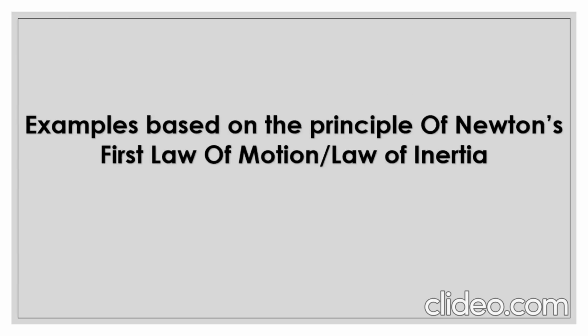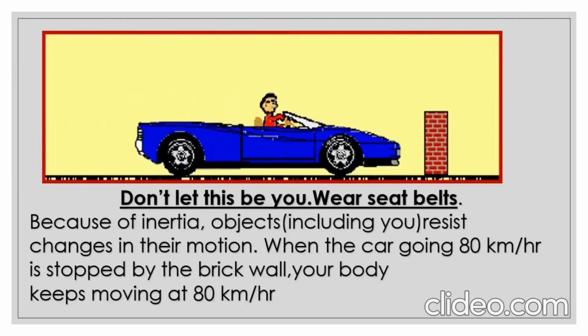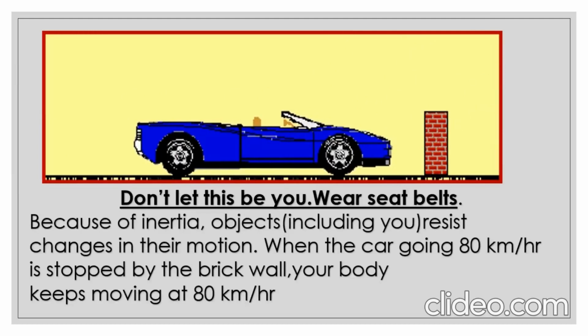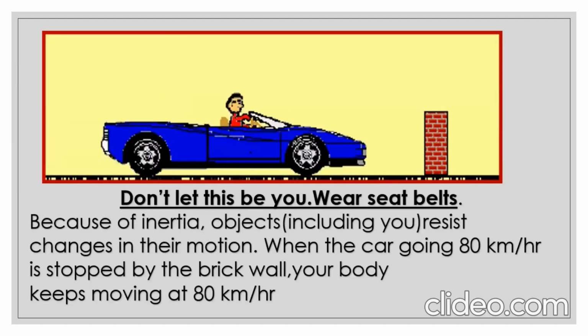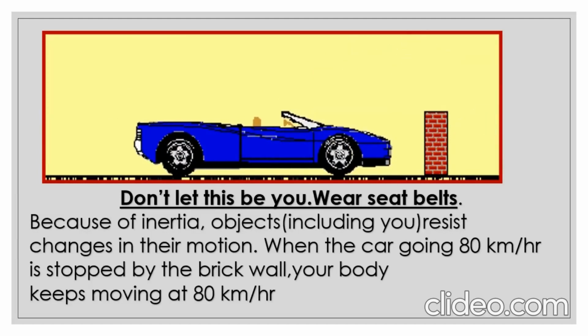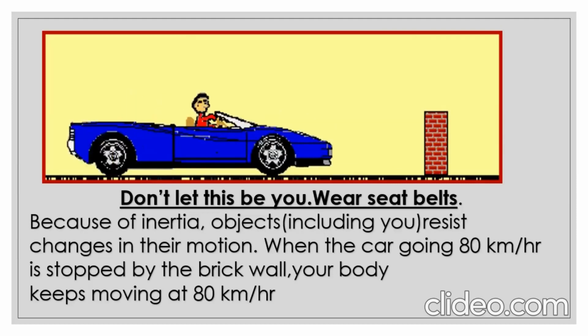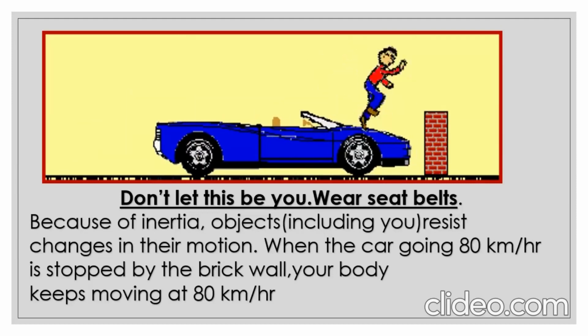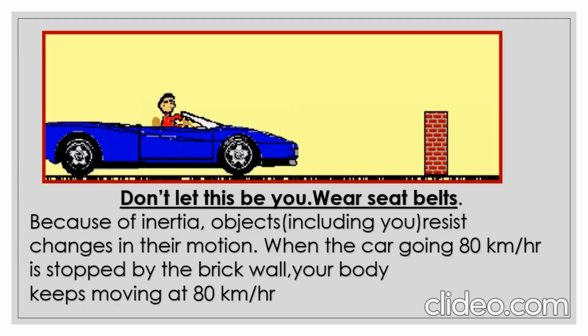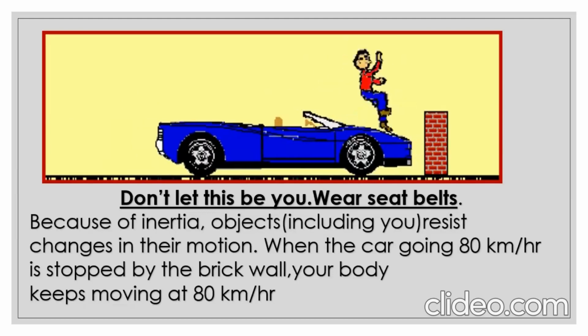Now we will see examples based on the principle of Newton's first law of motion, or we can say the law of inertia. Here this car is moving with a speed of 80 km per hour. When it was suddenly stopped by the brick wall, what's happening? That person is being ejected from the vehicle in the event of the crash. Why is this happening? Because when the car was moving with a speed of 80 km per hour, the person who is sitting in this car is also moving with the speed of 80 km per hour.